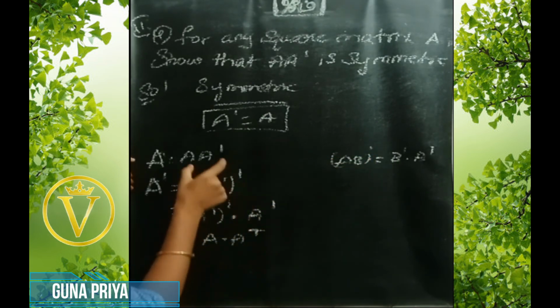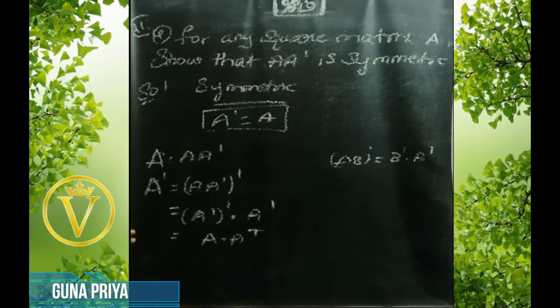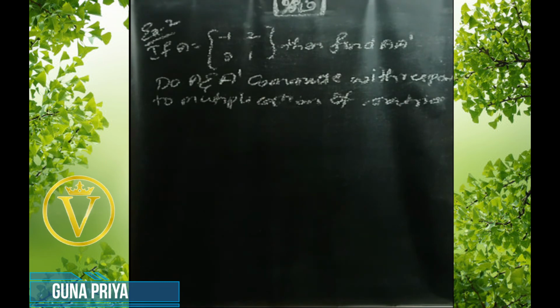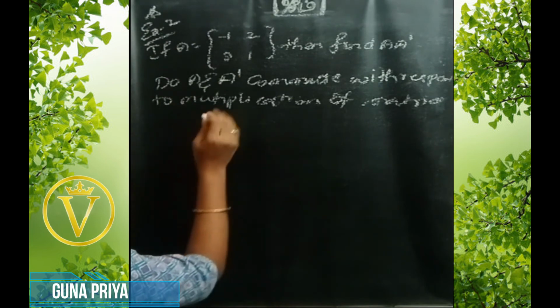We have got the same, that means whatever A into A transpose. Here this is A transpose. This is the A, this is the A. That means A transpose equals A. We have proved it. Very simple. Next we go for one important example problem. This is a very important example problem. They have asked it many times. So we will discuss.